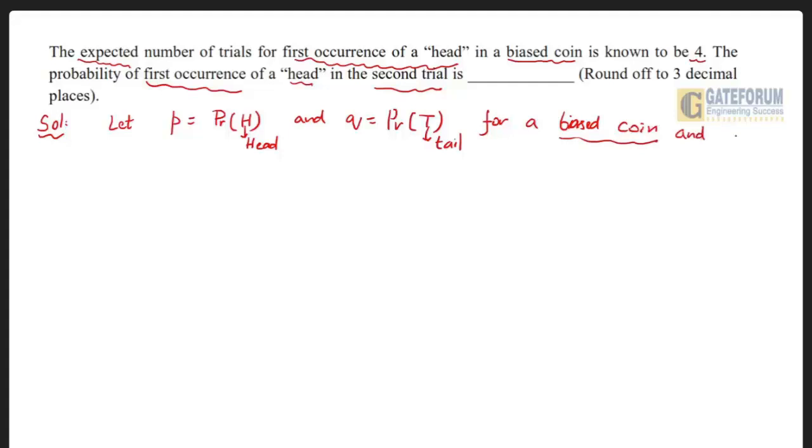And let capital X, because here expected number of that X, expected means average of a random variable X. What is that random variable X? X denotes the number of trials for getting first time occurrence of head. Let X be a random variable, RV means random variable, denote the number of trials. NO means number.